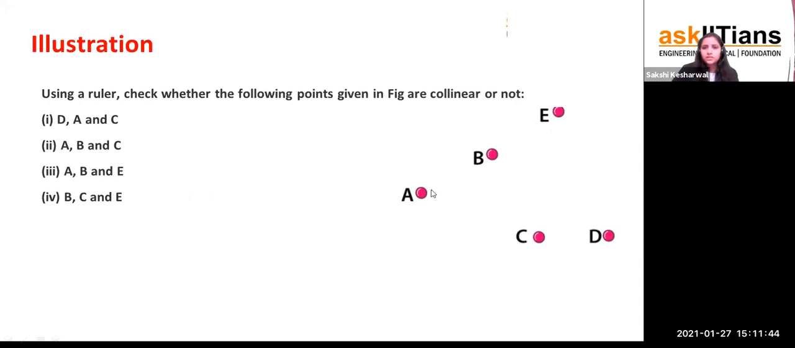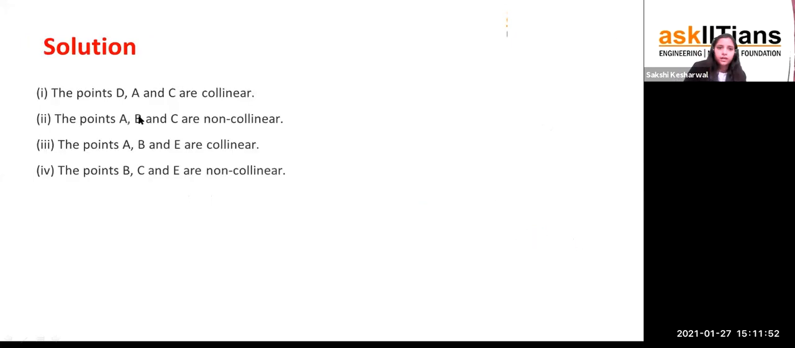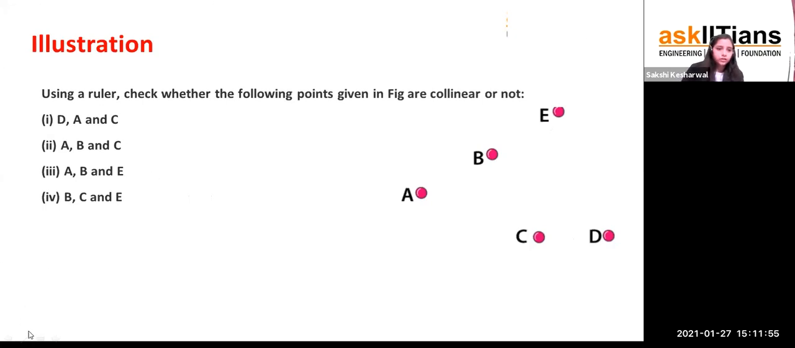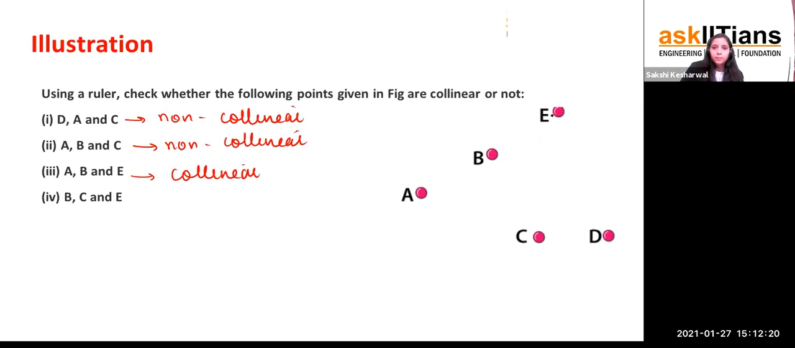Now it says use a ruler and check which of the following points are collinear or not. So you can take the scale and see. DAC, this is not a straight line, so DAC is non-collinear. A, B, C, if you measure this, again non-collinear. A, B, E. A, B is in a straight line, so it is collinear. B, C, E, again non-collinear.